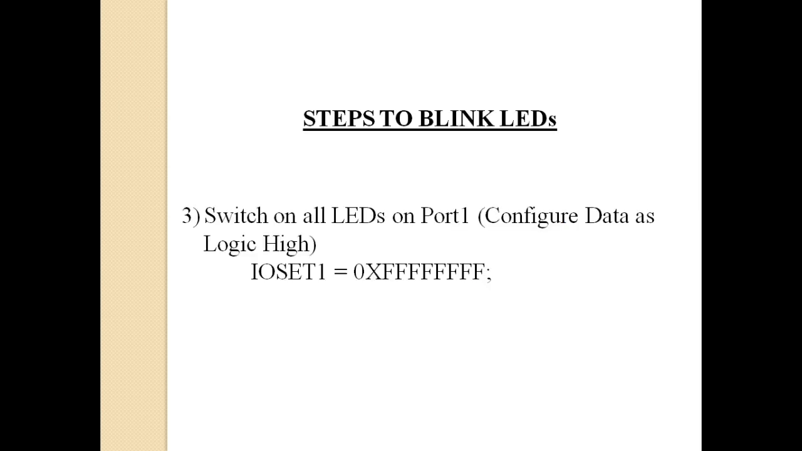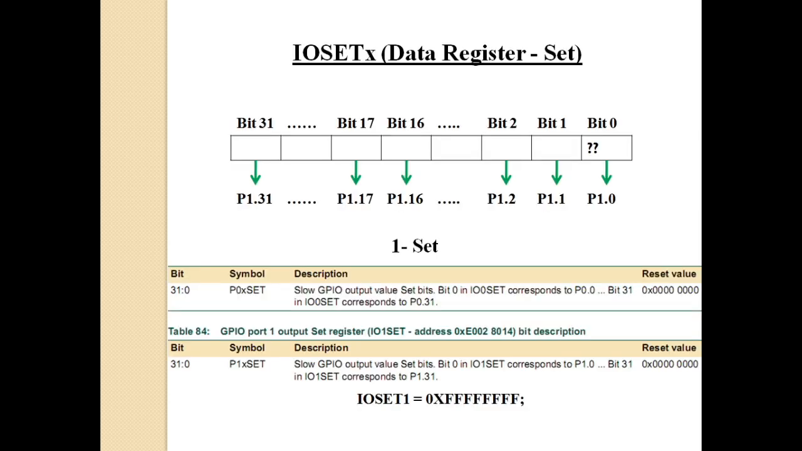Then in the next step, now that you have configured the direction, you need to configure the data. Because now you have configured those pins as output, next you need to make the LED on. That means you need to write a data logic 1 into that pin. If you are writing 1, it will generate VCC and the LED connected to that pin will be on, right? So you are going to configure the data as logic 1 or logic high.